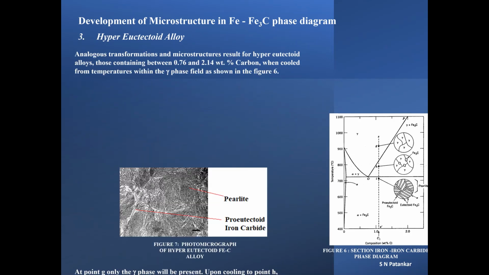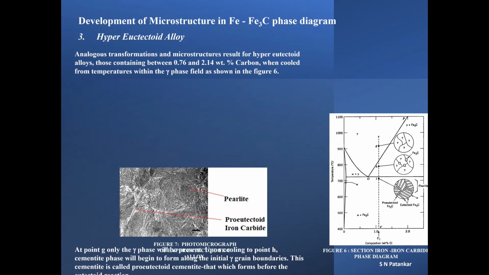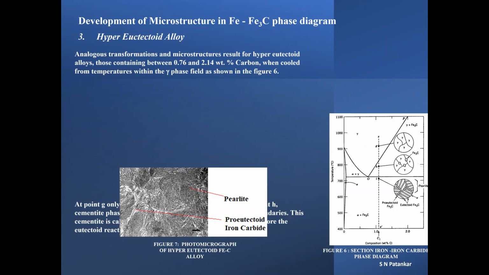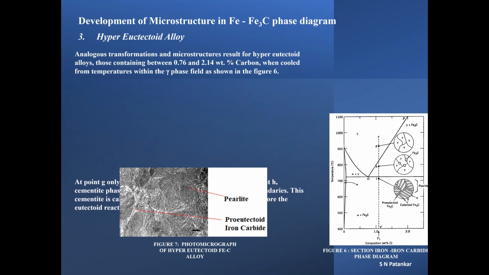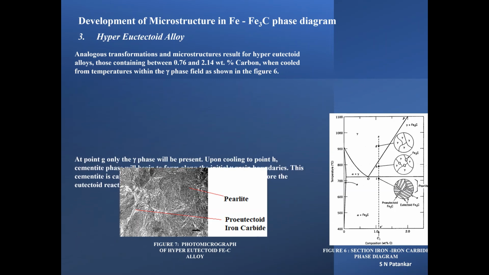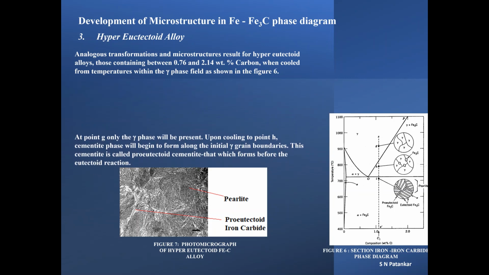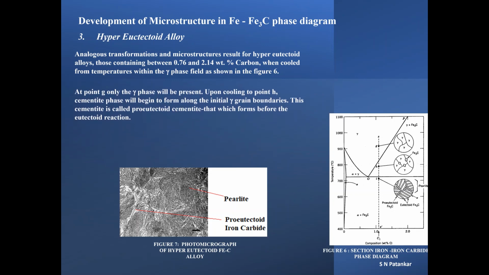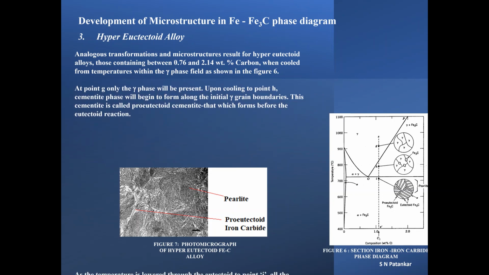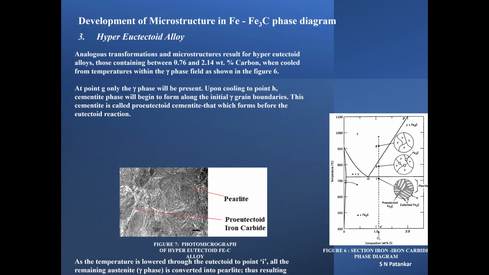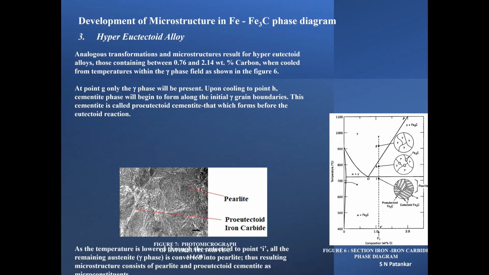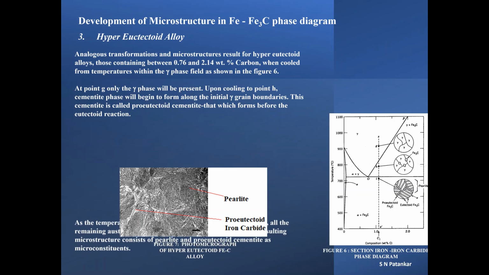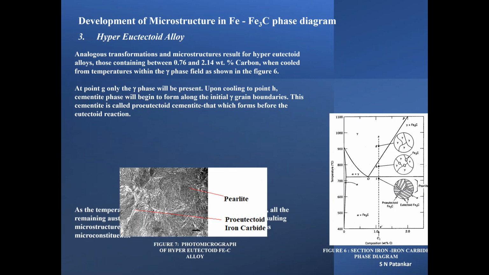Analogous transformations in microstructures result for hypereutectoid alloys, those containing between 0.76 and 2.14% carbon, when cooled within the gamma phase field, as shown in figure 6. Please pay attention to the dotted vertical line in figure 6. At point G only the gamma phase will be present. Upon cooling to point H, cementite phase will begin to form along the initial gamma grain boundaries. This cementite is called proeutectoid cementite, which forms before the eutectoid reaction.